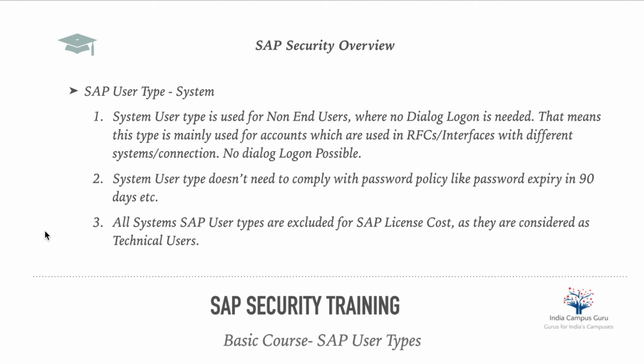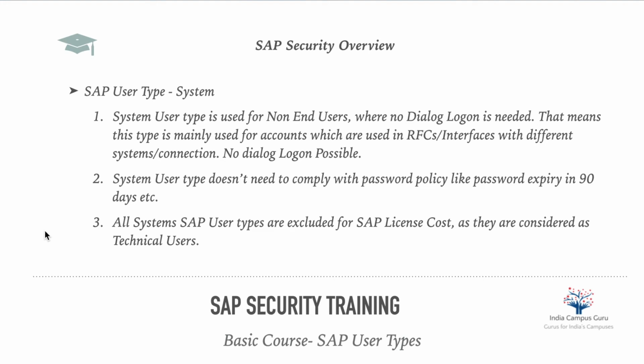It's not for a person, it's not for an end user, it's only for the integration between two different systems. And again, the system user type doesn't need to comply with password policies like password expiry in 90 days, or the initial password expiring. The password, whatever you set, would be valid for as many days as you want it to be valid, and it's only used for the connection. Nobody can use that ID and password to log into a SAP system as a named account. So it can have more access versus your dialog user type, and it's secure in a way that nobody can get the ID and password and log into your systems. From the SAP licensing perspective, SAP excludes these accounts and says they are technical users, so you don't need to pay for those user types.